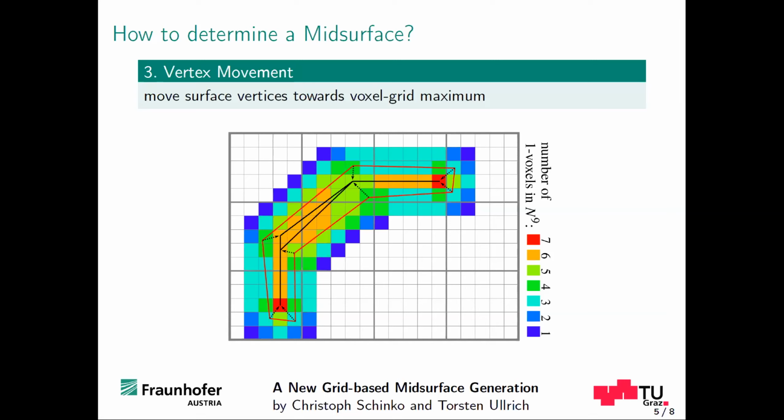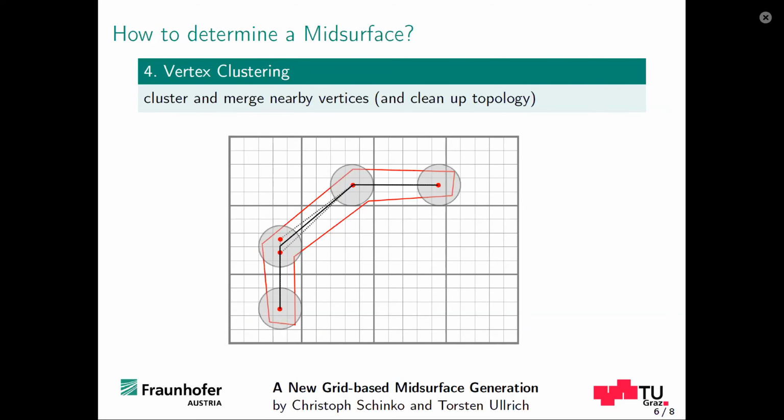So in our example, you can see that the resulting surface, the resulting object, almost resembles a mid-surface, and it is only interrupted by smaller cavities, which we try to get rid of in the last step of the pipeline, the vertex clustering step, where the vertices are clustered using a mean shift algorithm, and they are to be merged, basically to remove the remaining cavities.